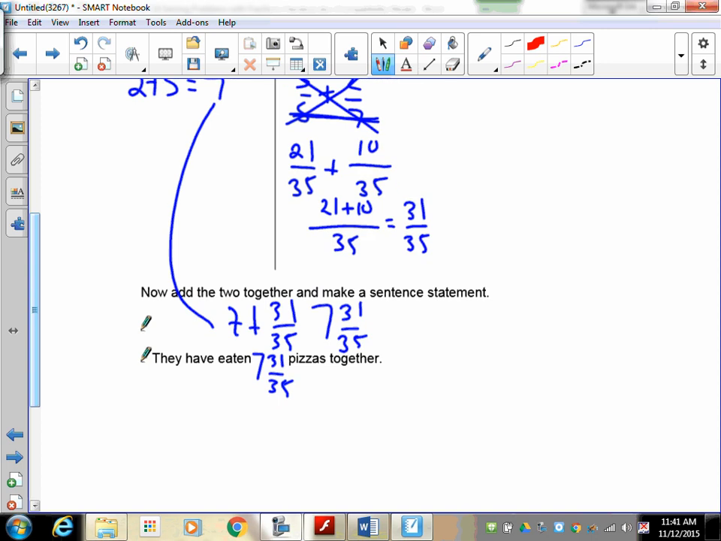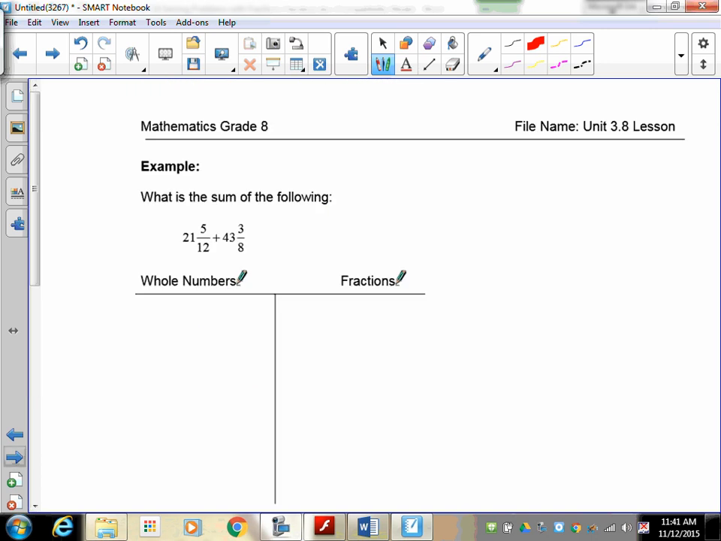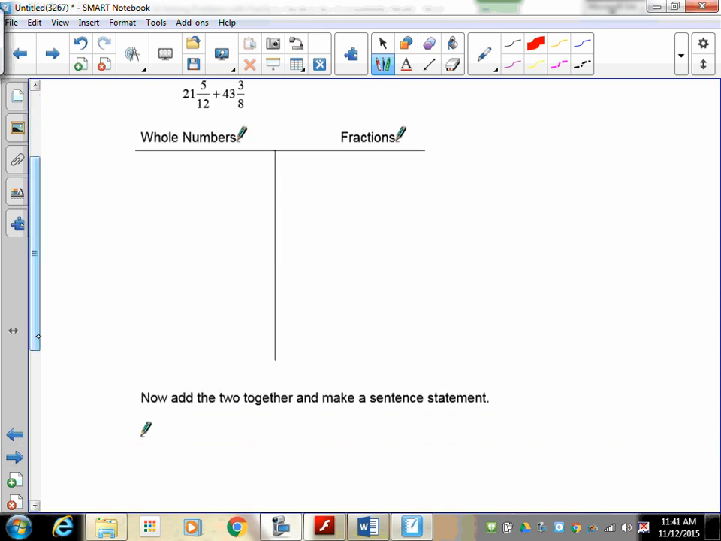Now, next the numbers get bigger. Now here is where splitting them up becomes a good idea. If you don't, you're going to end up with some really big numbers. So let's take a look and have you do this one. Pause the recording and do it. All right, so you should be finished.